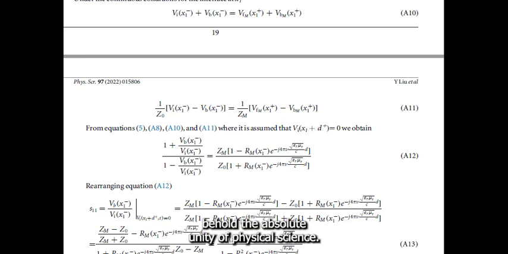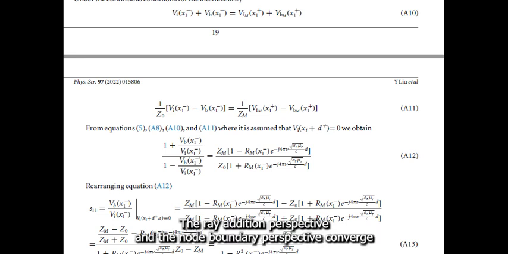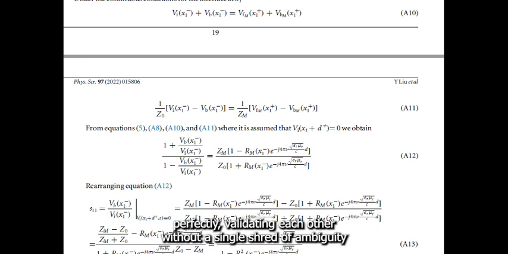Behold the absolute unity of physical science. The ray addition perspective and the node boundary perspective converge perfectly, validating each other without a single shred of ambiguity. Scene 4, the metal-backed collapse of impedance matching.